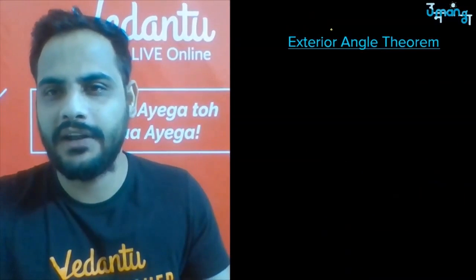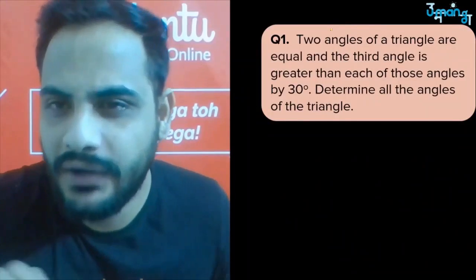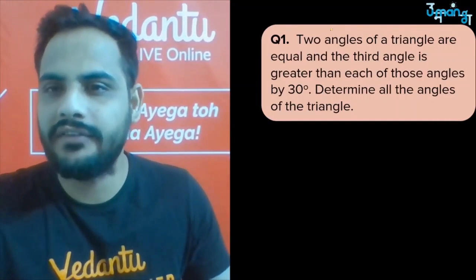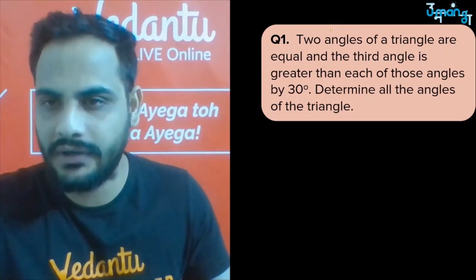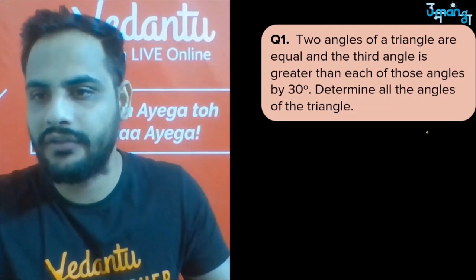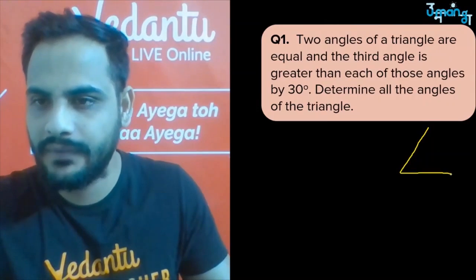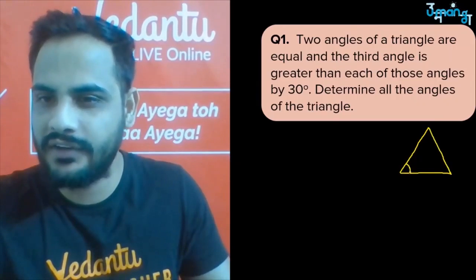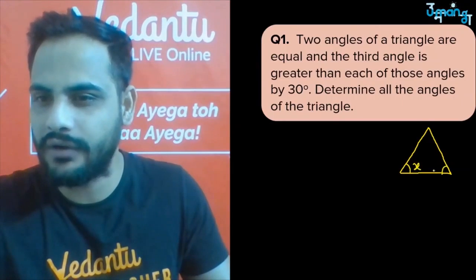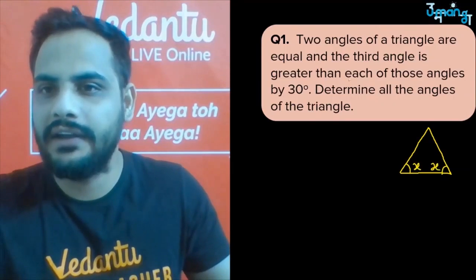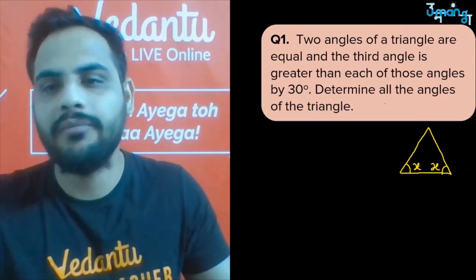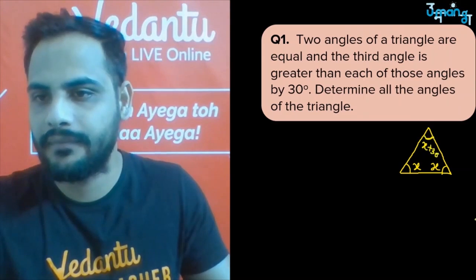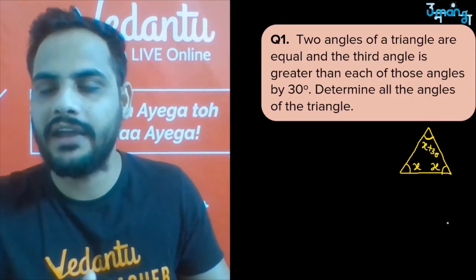Okay, so first question we have is this: two angles of a triangle are equal. The third angle is greater than each of those angles by 30 degree. Determine all the angles of the triangle. So suppose this is my triangle, and two angles are equal. Let's say this angle is x. Equal angles are x and x. And the third angle is 30 degree more than them, so this angle will be x plus 30. Correct?